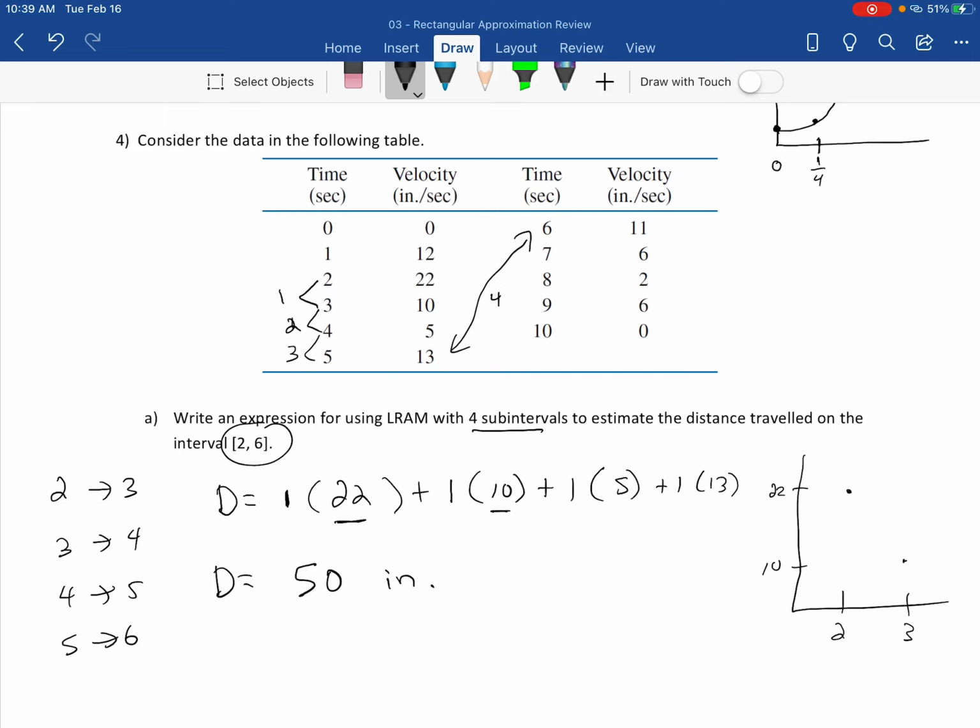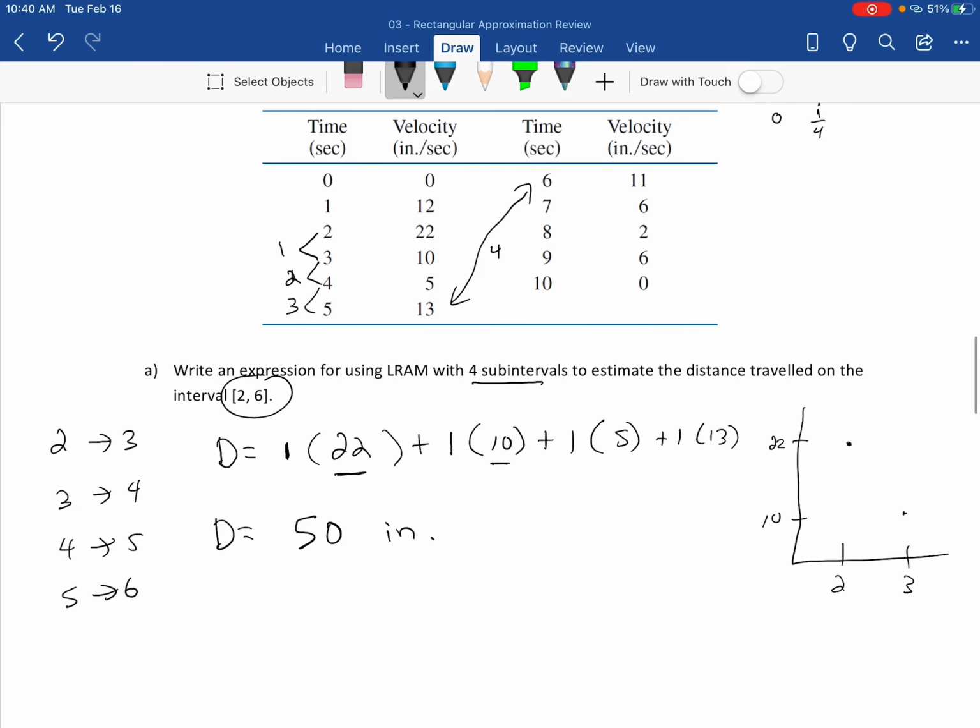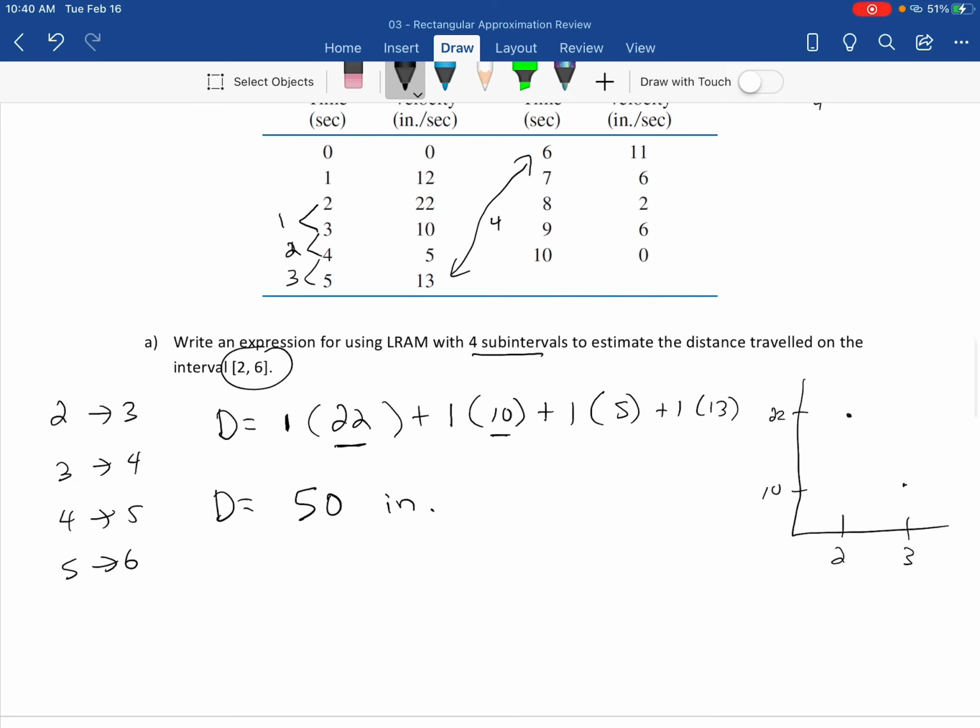And then from 3 to 4, we're going to say they were going 10. That's our estimate, that they were going 10 inches per second. And then from 4 to 5, they were going 5. And then from 5 to 6, they were going 13. So in each interval, we choose one of the values, either the left-hand value or the right-hand value, to estimate their velocity through that whole interval. And while you're doing that, you might be thinking, I can think of better ways to do that. Yeah, absolutely, there are plenty of better ways to do that. This one just asked for LRAM.